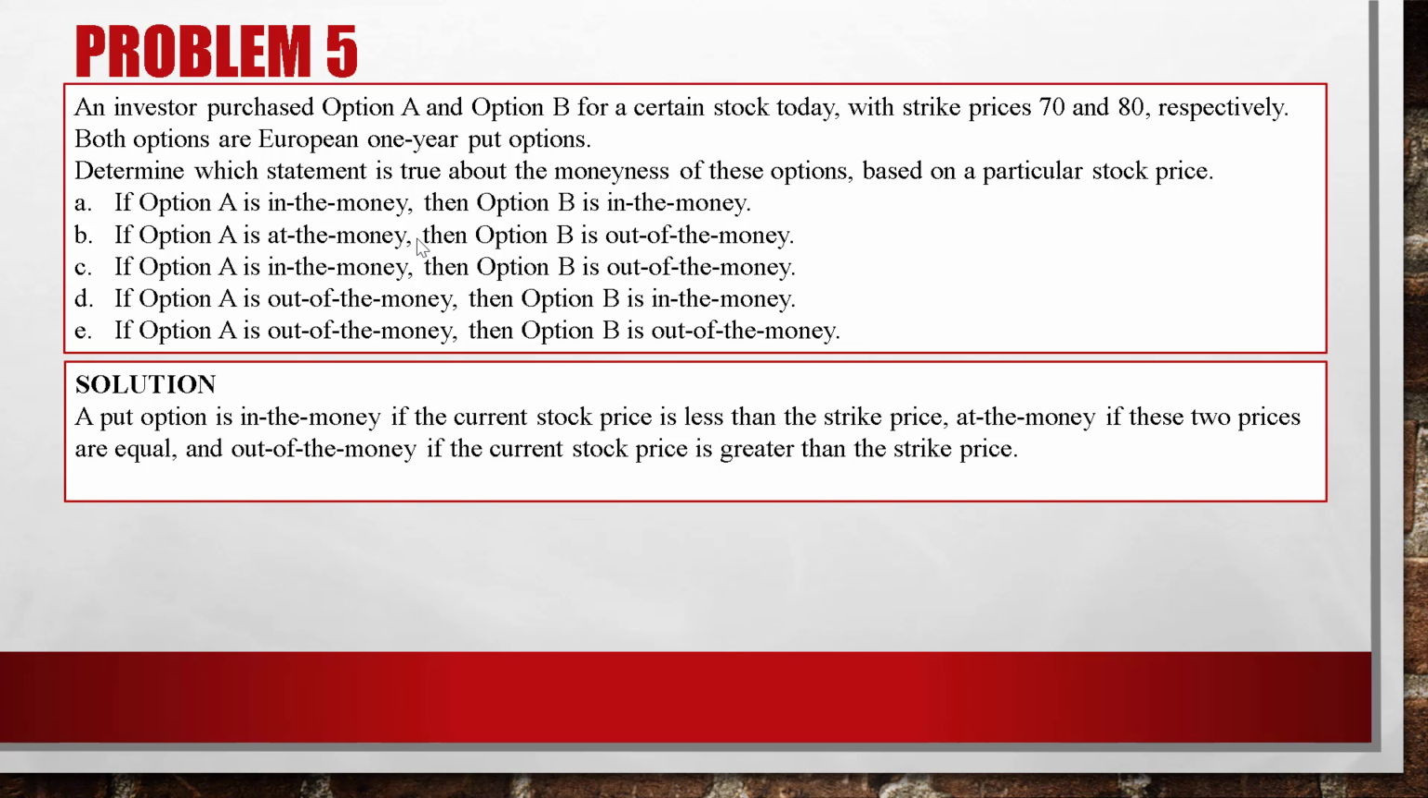Now C. If option A is in the money, then option B is out of the money. This one contradicts statement A. So C is incorrect. Option D. Statement D. If option A is out of the money, then option B is in the money. Well, if option A is out of the money, then the stock price should be greater than 70. So there's no way to guarantee whether the stock price is less than 80 or greater than 80. There's no information to guarantee that. So both D and E are incorrect. So the only correct statement here is A.